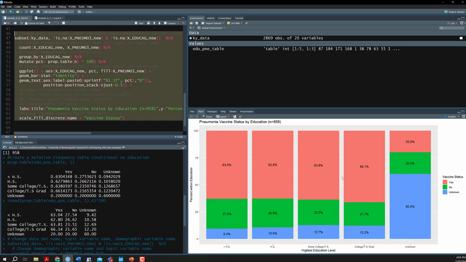But again, comparing these 4 bars, we can see there's not much difference. This would suggest there's not much of an association between highest level of education and those that receive the vaccine or not. We do see a little bit of a dip here when we get to college graduates, but it's not a huge difference. And again, later on, we'll be able to tell whether or not that difference is just due to chance because we took a sample, or whether there is actually something going on with the population.